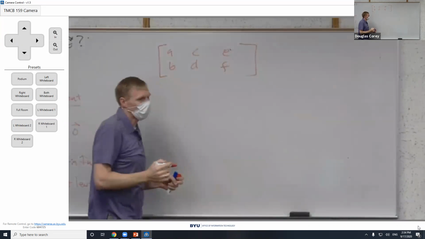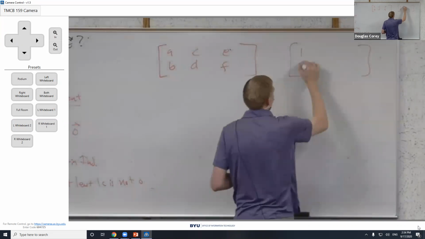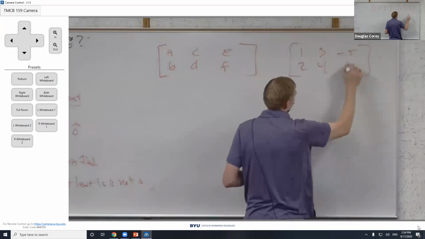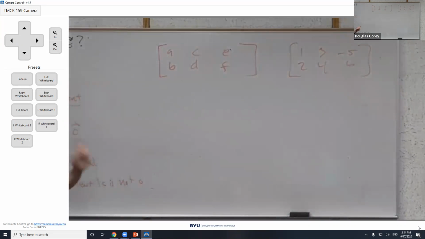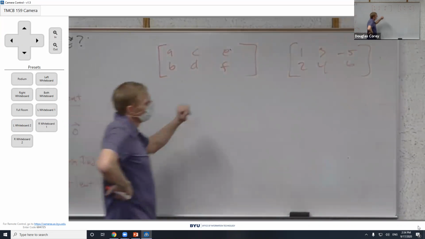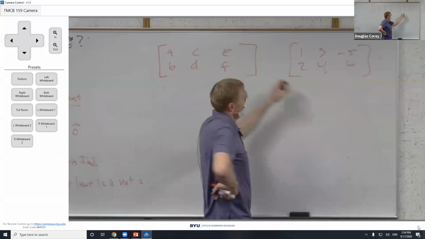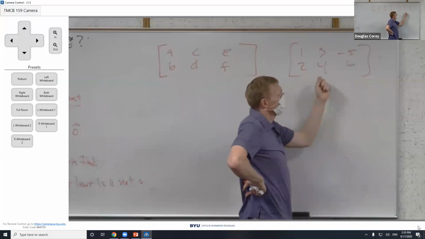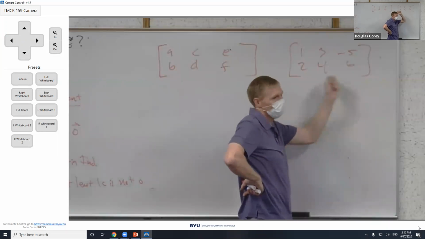I didn't even put in numbers. How comfortable are you guys without numbers? 1, 2, 3, 4, minus 5, 6. Okay. How would I know for sure that these vectors or any of these have to be a linearly independent set? I'm sorry, a linearly dependent set. Said that wrong.